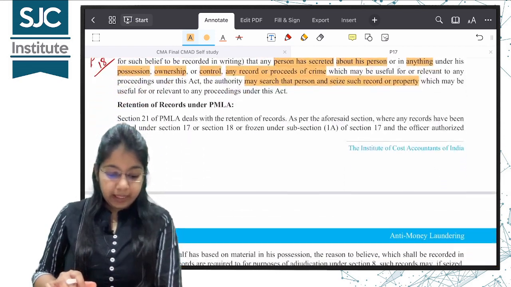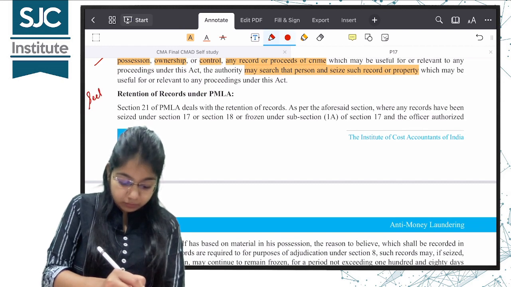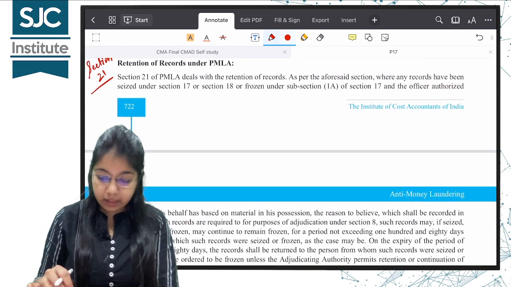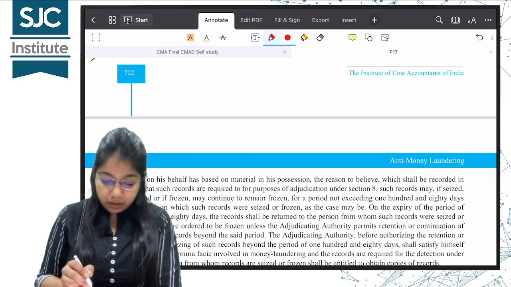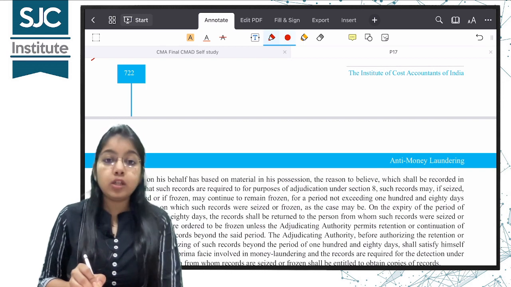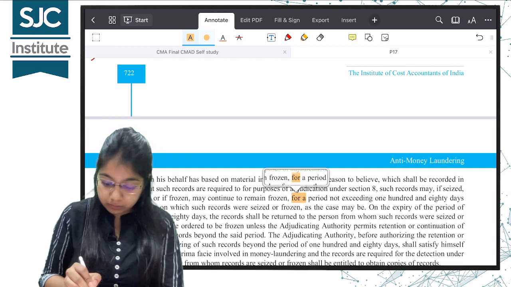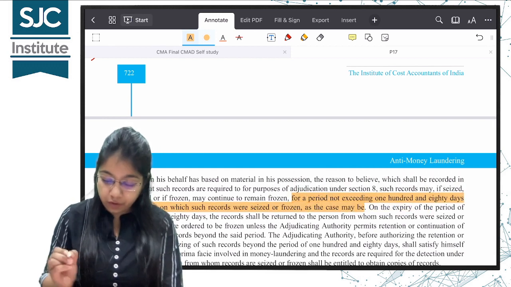Clear? Next is section 21, retention of records. Any records which have been seized under section 17 or 18, they have been frozen. Such records may be retained if seized, or if frozen, they may continue to be frozen for a period not exceeding 180 days from the day on which such records were seized or frozen.